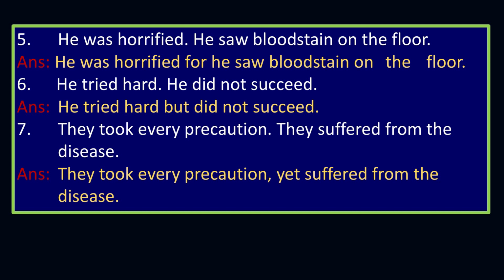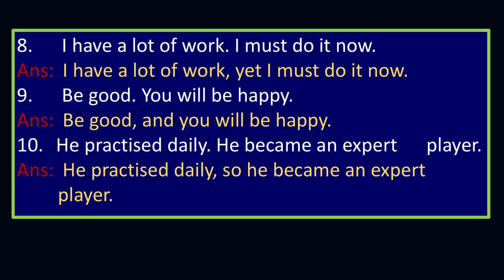So, two things: he did something but he did not get it, right. They took every precaution, they suffered from the disease. They took every precaution yet suffered from the disease, right. I have a lot of work, I must do it now. I have a lot of work yet I must do it now, right. So although I have a lot of work I must do it now. So here yet is a coordinator or conjunction which can be used to show that I have a lot of work, but or yet I must do it now.